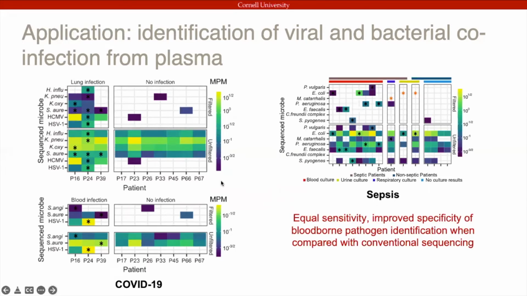Another example is we looked at 15 plasma samples from patients in the ICU, 8 of which had sepsis and had positive blood cultures for sepsis. Again, we're seeing the same trend where we are more specific after filtering than before filtering, but still equally as sensitive to all of the pathogens identified by culture.